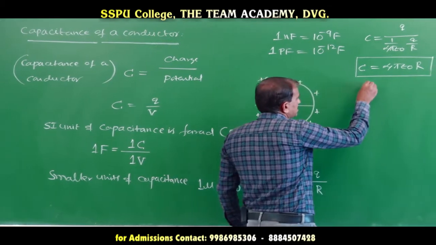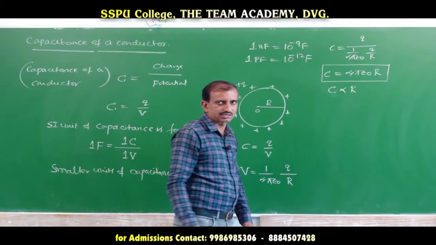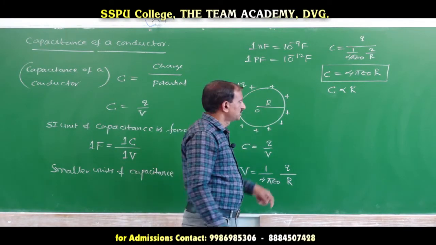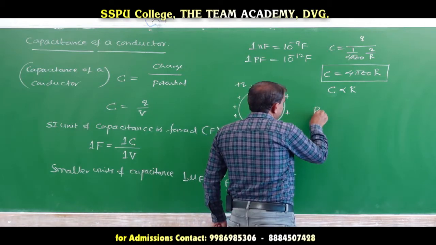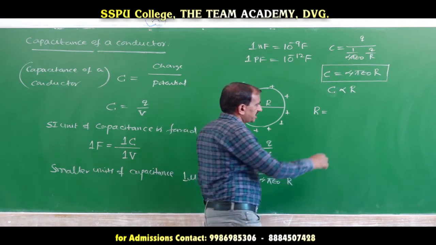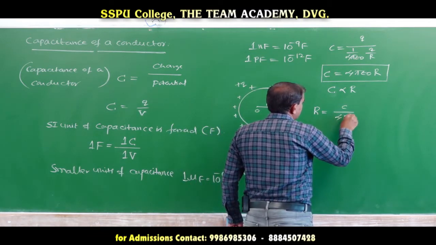Therefore, capacitance is directly proportional to the radius of the spherical conductor. As the radius increases, the capacitance increases. Suppose we ask what the radius of the spherical conductor must be to have a capacitance equal to 1 farad. Suppose R is equal to C divided by 4 pi epsilon naught.